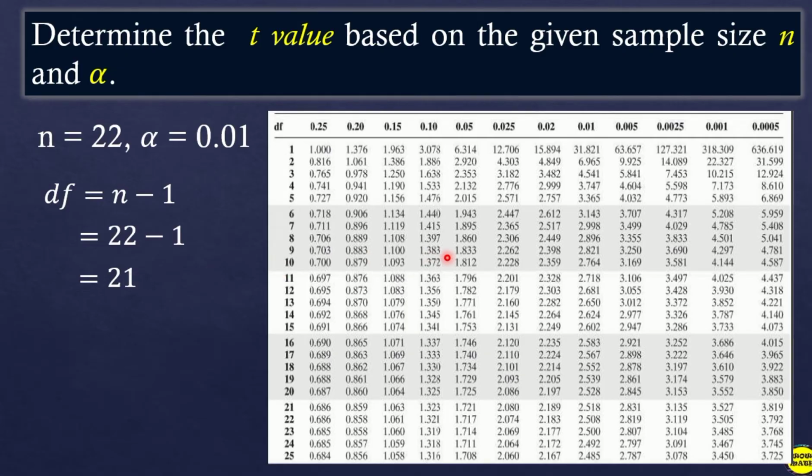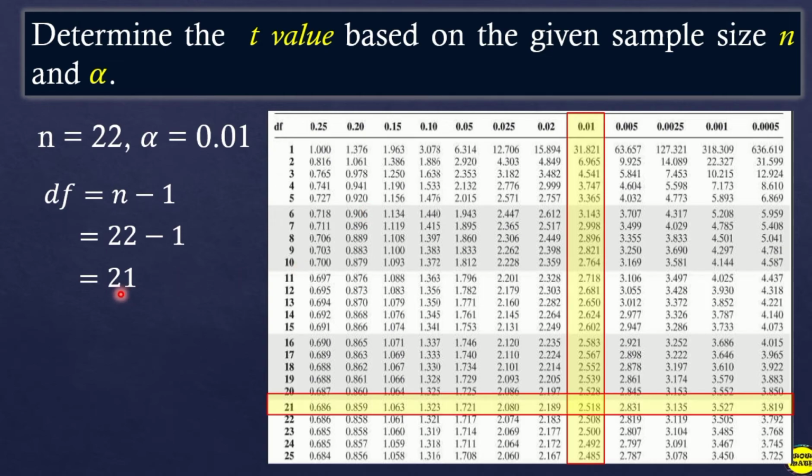So paano natin gagamitin itong table natin? Una, tingin tayo sa area in the right tail. So ano yung given na area natin? That is 0.01. So hanapin natin yung 0.01 dito, and then the degrees of freedom natin is 21. So ibig sabihin class, kung saan yung intersection ng area natin at degrees of freedom, yan yung t-value natin. And that is 2.518.